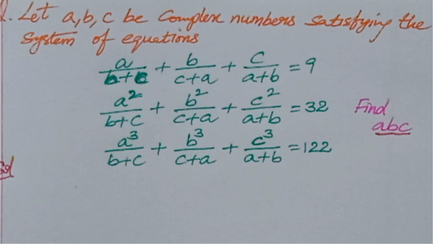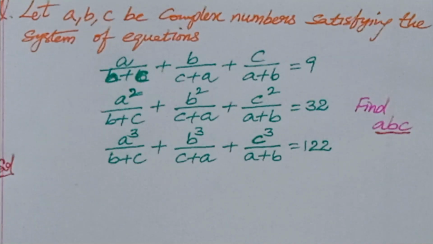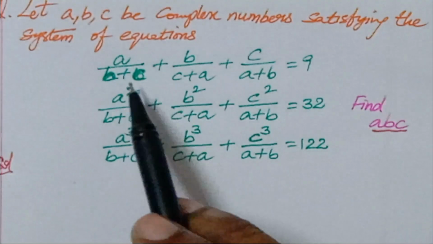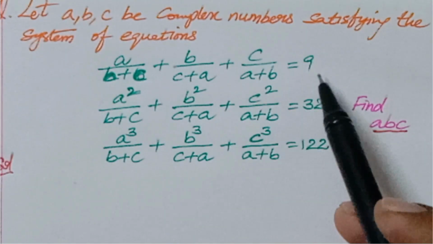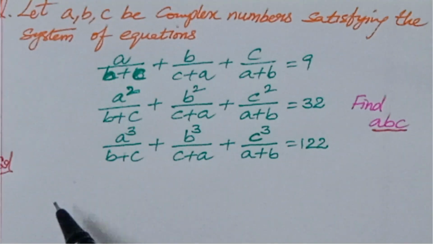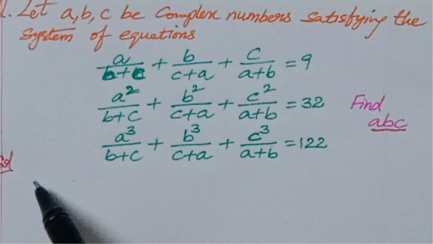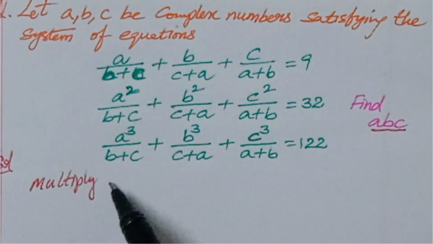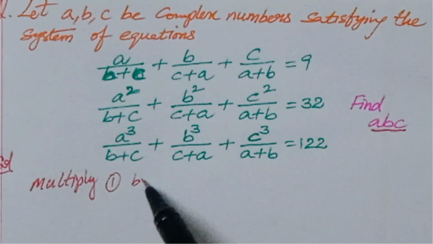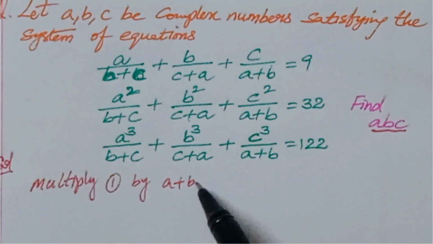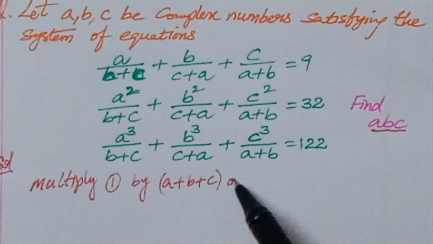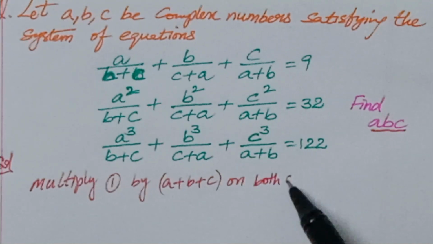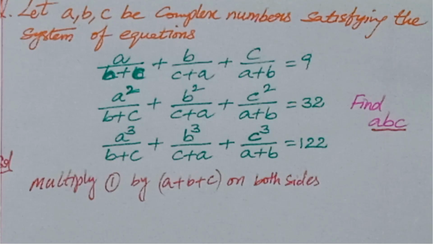So here is how to solve this problem. The numerators and denominators are given. The logic is to multiply the first equation by A plus B plus C on both sides.